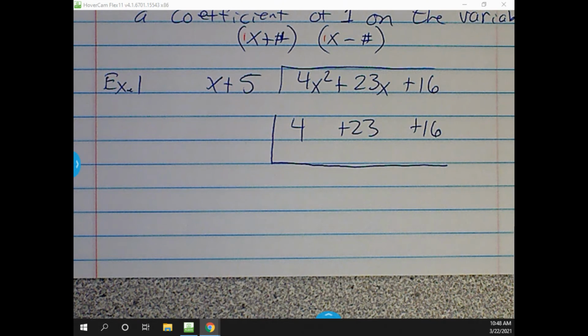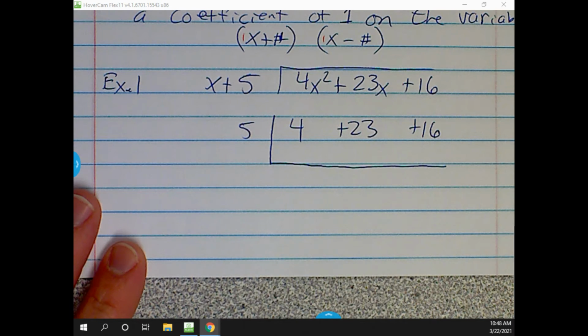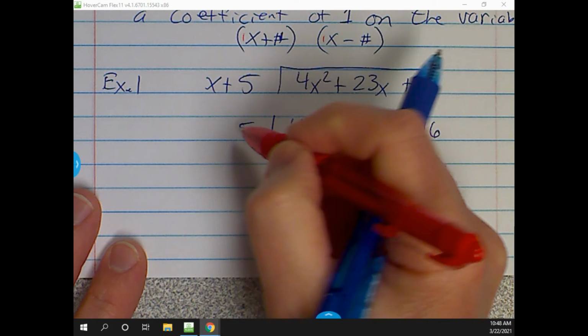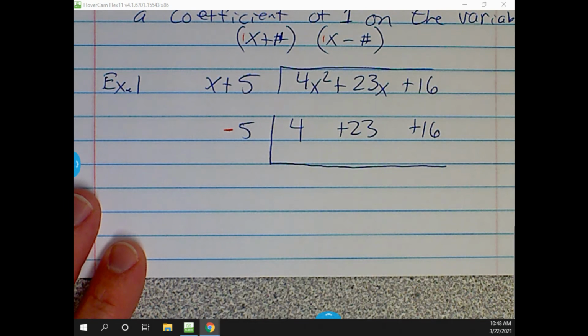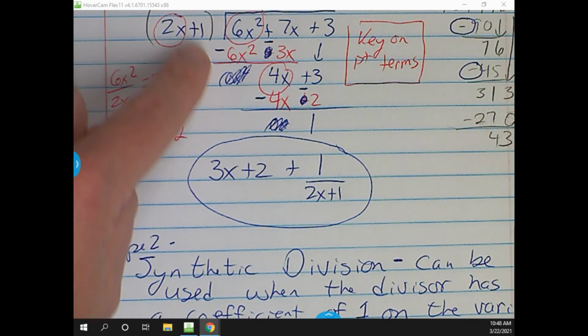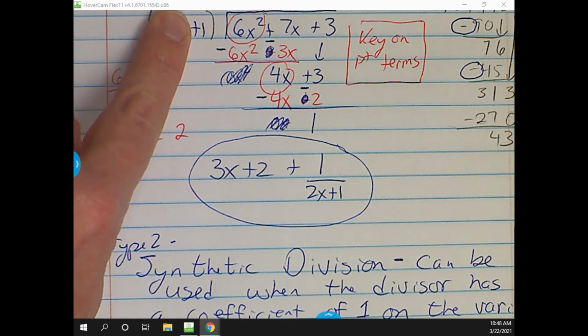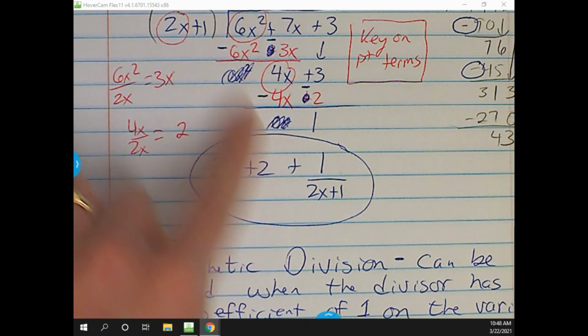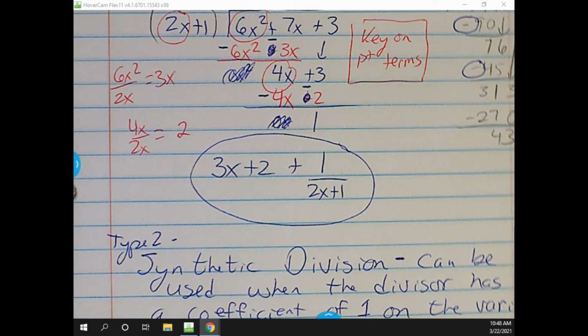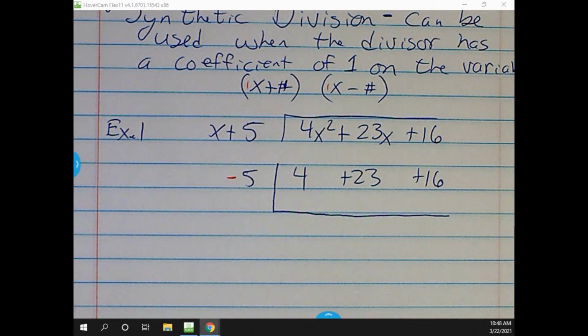Number 4 says on the outside, bring down the constant, which would be just the 5. But when you bring down this constant, here's the catch: we're going to change the sign on the outside. That takes the place of changing all the signs when we multiplied in long division. So that's the trick: if we change this sign on the outside, we do what we normally would do with long division, but we don't have to worry about changing the sign every time.